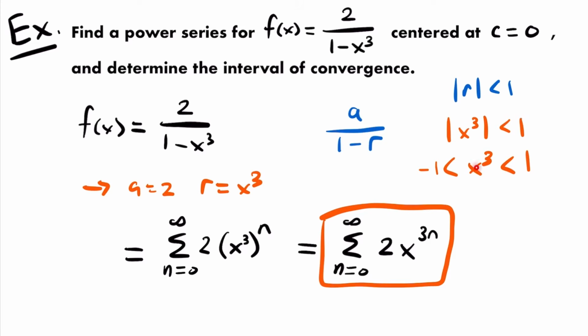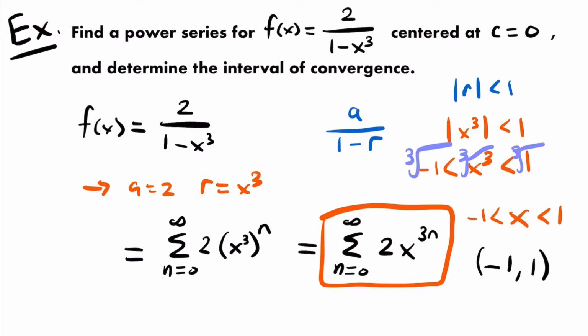Okay, and so if we solve for x here to see what values of x this power series is convergent for, we need to take the cubed root of each part of this statement. So the cubed root of x cubed is just x, the cubed root of 1 is 1, and the cubed root of negative 1 is just negative 1. Right, so if we take the cubed root of each part, what we will find is that x needs to be less than 1 and greater than negative 1. And that can be represented in interval notation to be negative 1, comma 1, and that is our interval of convergence for this power series.